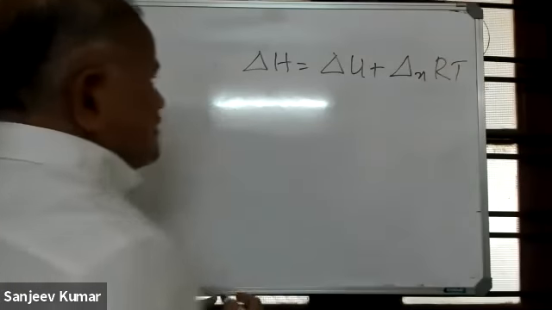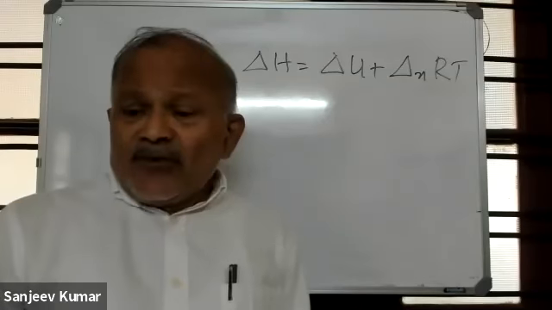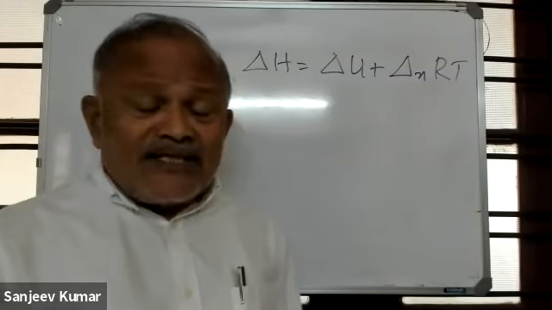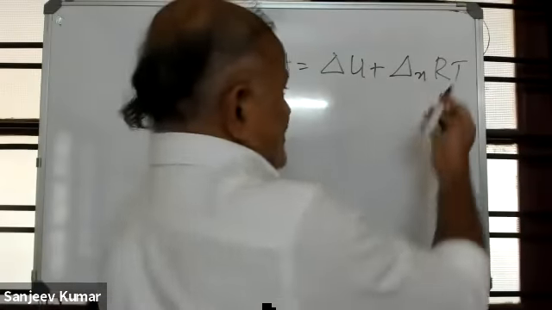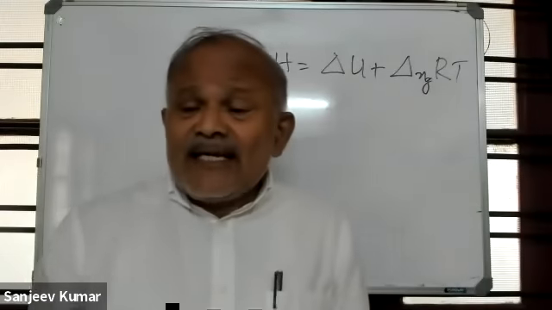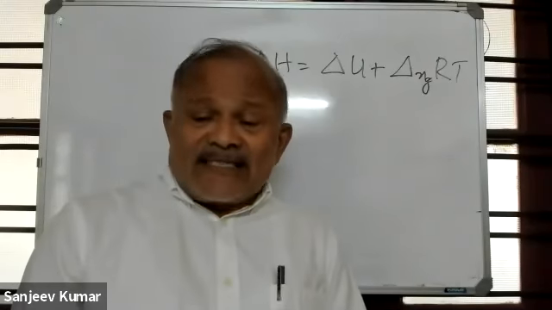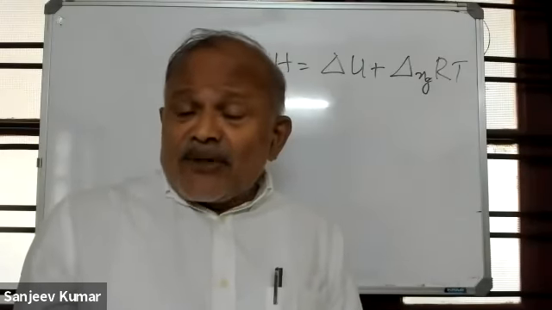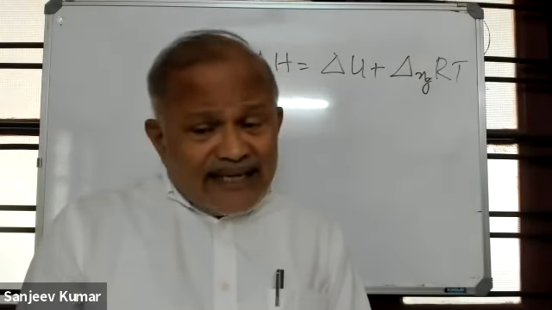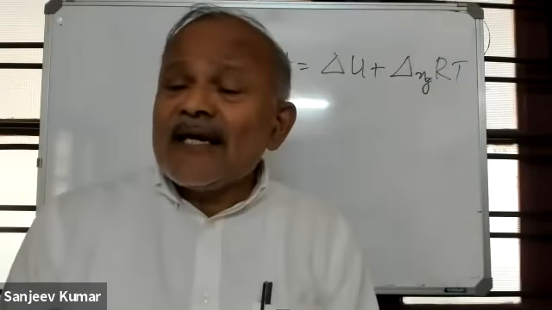This is the relationship between the enthalpy change and the internal energy change, where delta H is the enthalpy change and delta U is the internal energy change. For gaseous reactants, delta Ng is the change in the number of moles of gaseous product and number of moles of gaseous reactants. Delta Ng is the number of moles of gaseous product minus the number of moles of gaseous reactants. R is the universal gas constant and T is the temperature in Kelvin scale.